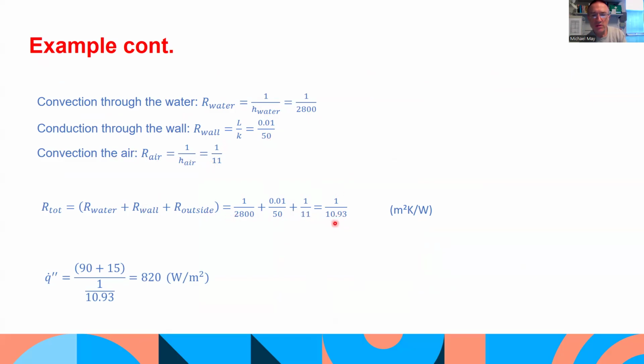So the R total can be calculated. It's 1 over 10.93 watts, meter squared Kelvin per watt. And then the temperature difference across the whole tank divided by the R total gives us the heat flux, 820 watts per meter squared.